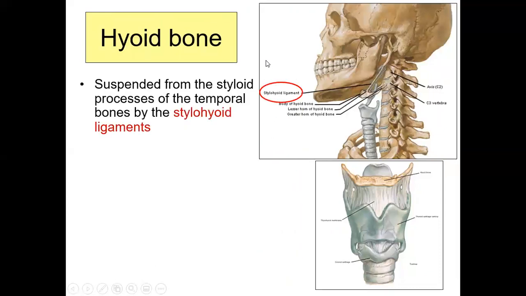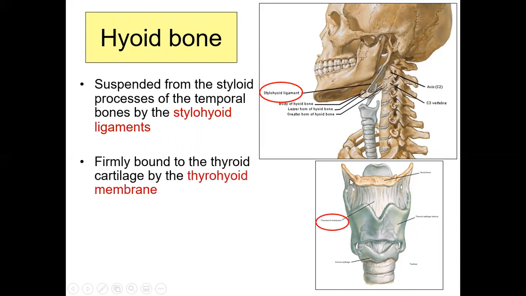Now we're going to proceed with the next fact about the hyoid bone. Although it does not articulate directly with other bones, it is suspended from the styloid process here. If you see, this is the styloid process. It is suspended from the styloid process of the temporal bone by this ligament, known as the stylohyoid ligament. And beside that, the hyoid bone is also firmly bound to the thyroid cartilage, this is the thyroid cartilage, by this membrane. This membrane is known as the thyrohyoid membrane.